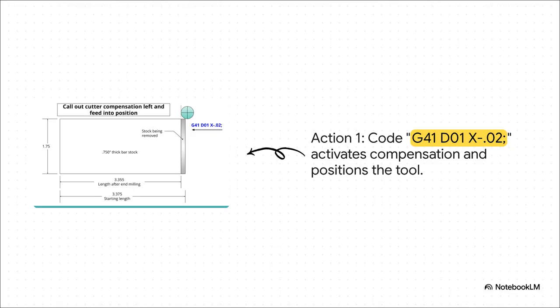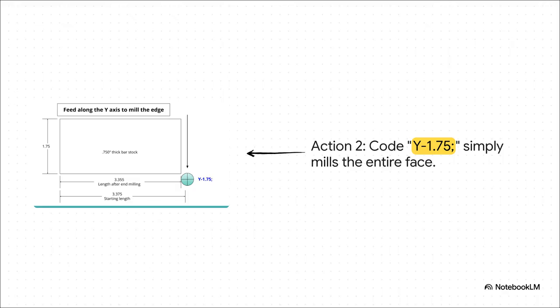This first line of code is super efficient. It's doing 2 critical things at the exact same time. The G41 part turns on our left side compensation, and the X-coordinate moves the tool into its starting position just off the part. So smart. Now because compensation is active, the next command is almost ridiculously simple. All we do is tell the tool to move straight down in the Y-axis. The machine takes care of the offset automatically, keeping the tool's edge perfectly on that final dimension line.